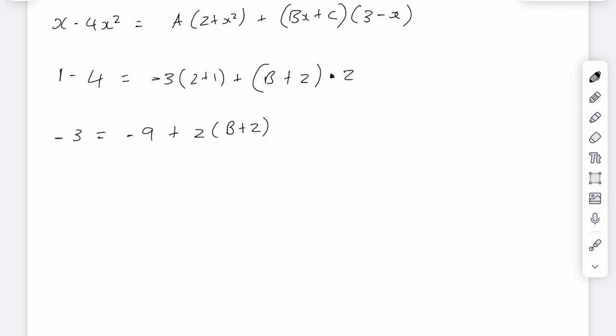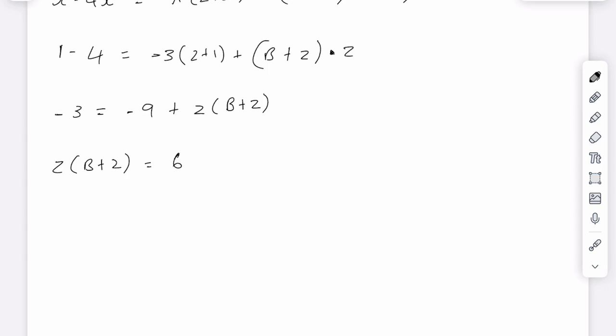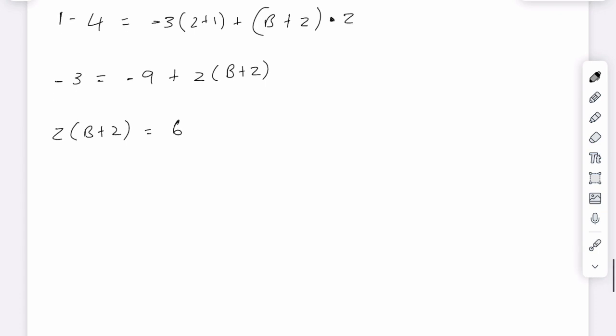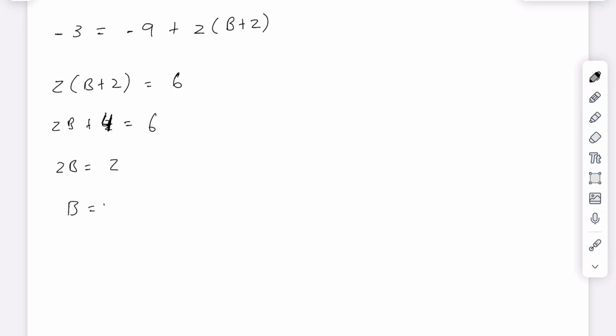And so what we're going to get is 2(b plus 2) is going to give me a value of 6. So 2b plus 2 is equal to, sorry, 2b plus 4 is going to equal 6. 2b is going to equal 2. Therefore, b is going to equal 1.